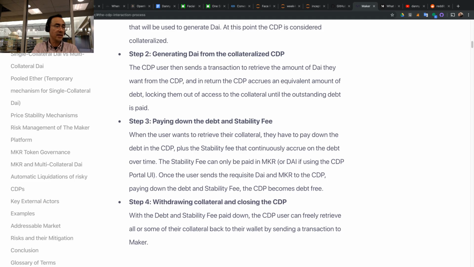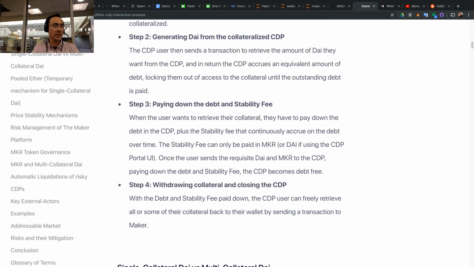Paying down the debt and the stability fee. When you want to get your collateral back, you are not just paying down the debt, meaning the DAI, but there's also a fee called the stability fee. In the physical world, if you go to the bank, I've never done that, but probably they call it an administrative fee or a service fee. But here there's a stability fee.